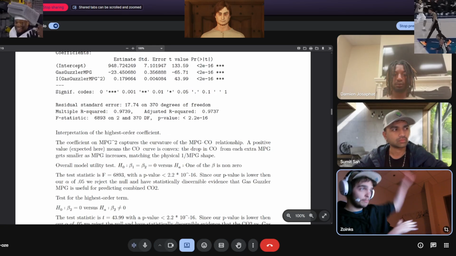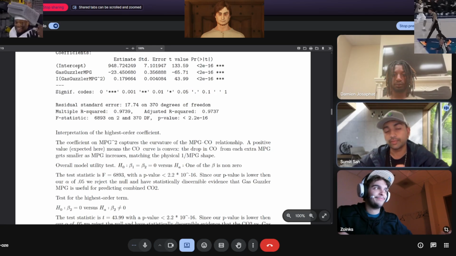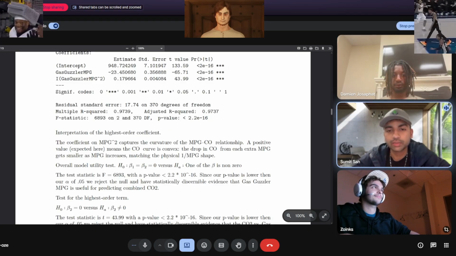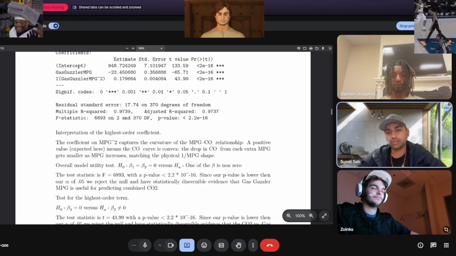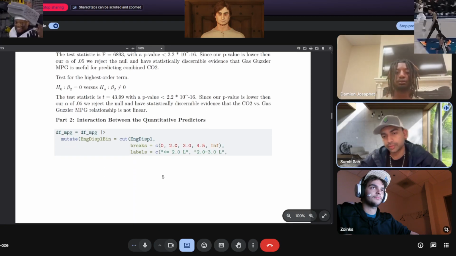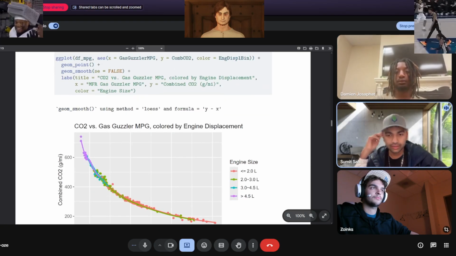Now, over to Sumit. Yeah, so I am Sumit. I'll be explaining whether our two quantitative predictors interact, which is the miles per gallon and engine displacement.